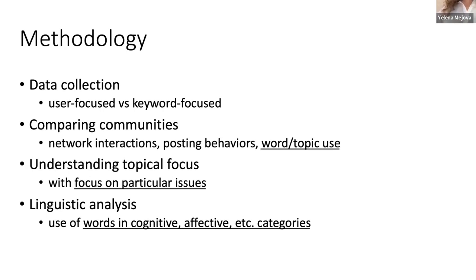And then often what you want to do is some kind of comparison, right? A and B, recovered or not, pro or anti. And to say, well, how are they different? Often it's in how they behave, maybe how much they post or how many connections they have, and importantly, in what words they use, what they talk about. You might want to look at particular issues, some topical focus, and do some linguistic analysis, not only in what they're talking about, but how they're talking about it.